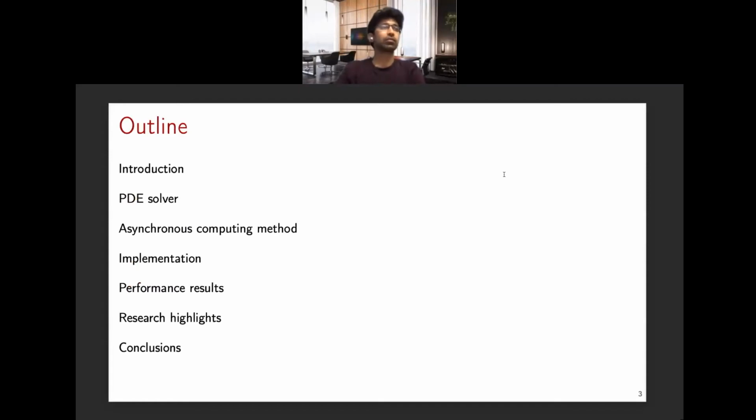So here is the outline of my talk. I'll start with a brief introduction on why we need numerical simulations, how PDEs come into the picture, and what kind of methods we use for PDEs. Then we'll discuss more about PDE solvers, the parallelism involved there, and why we get parallelism. Then I'll move on to the asynchronous computing method, where I present the concept of this framework and then talk about the implementation details. Finally, what performance gains we get out of these simulations. At the end, I'll present the highlights of some of the works that we are doing currently at IISc, and finally end with some conclusions.